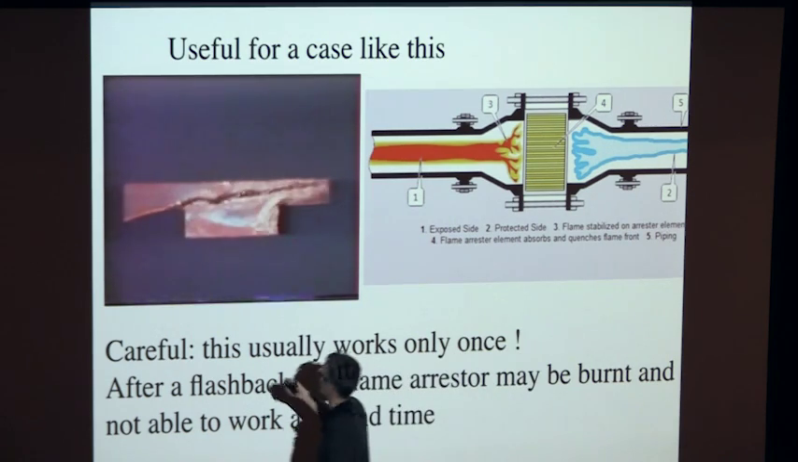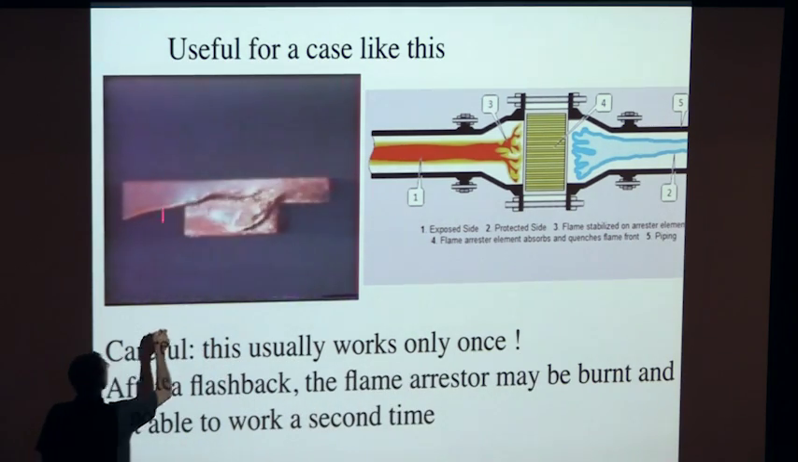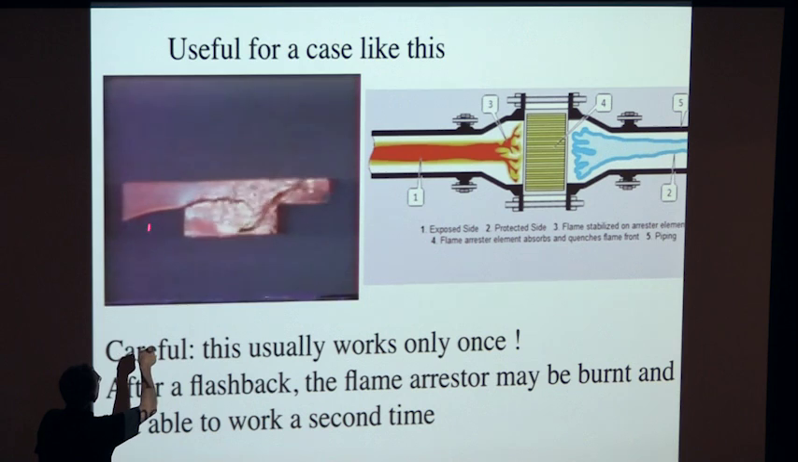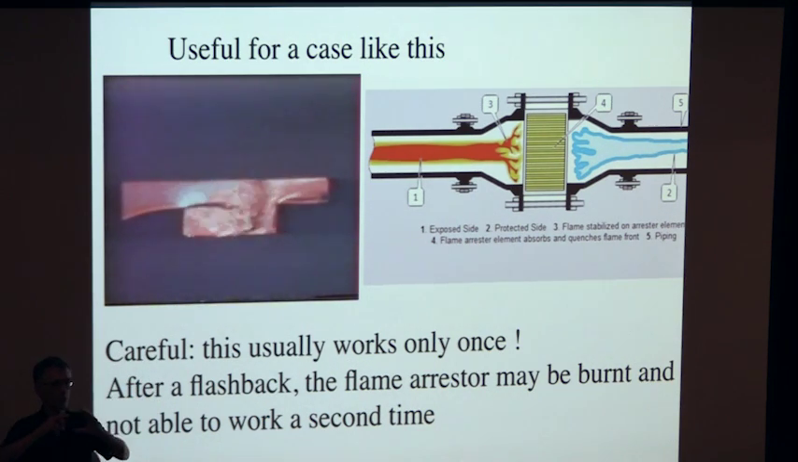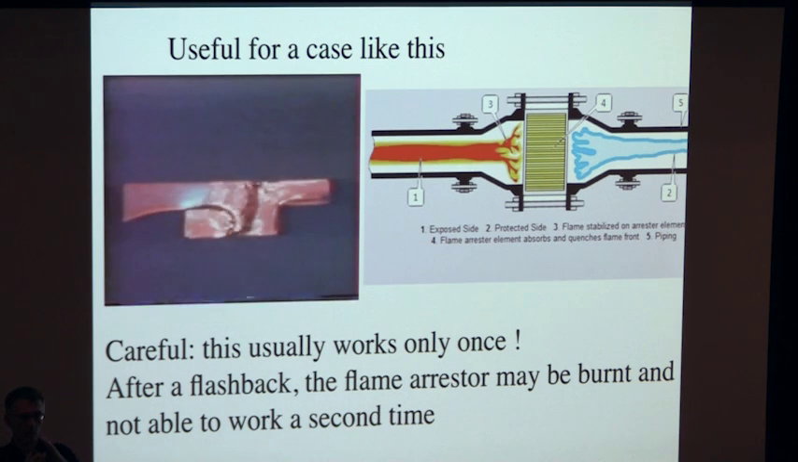When I did my PhD, we had a system like this with a grid here to stop the flame. We operated for 2 years and then we took it off and there was a hole like this in the middle. Because, of course, when the flame arrives on a small flame arrestor, it just burns it. So if you have a flame arrestor, you should check from time to time that it's still there. Otherwise, it's dangerous.